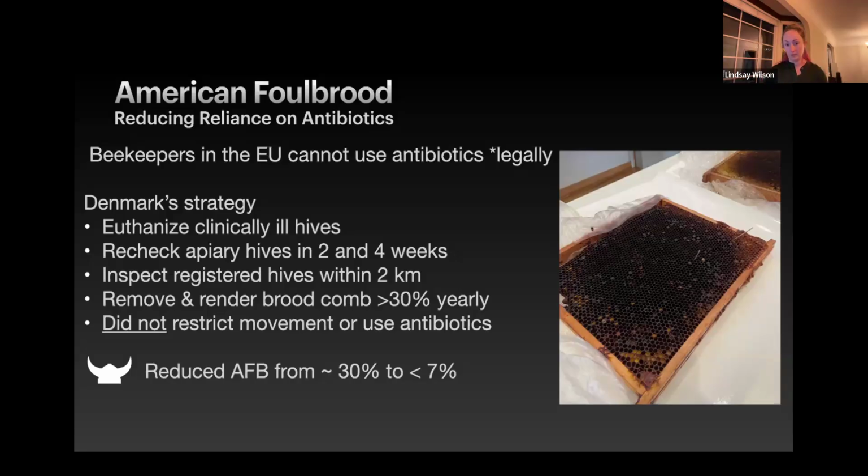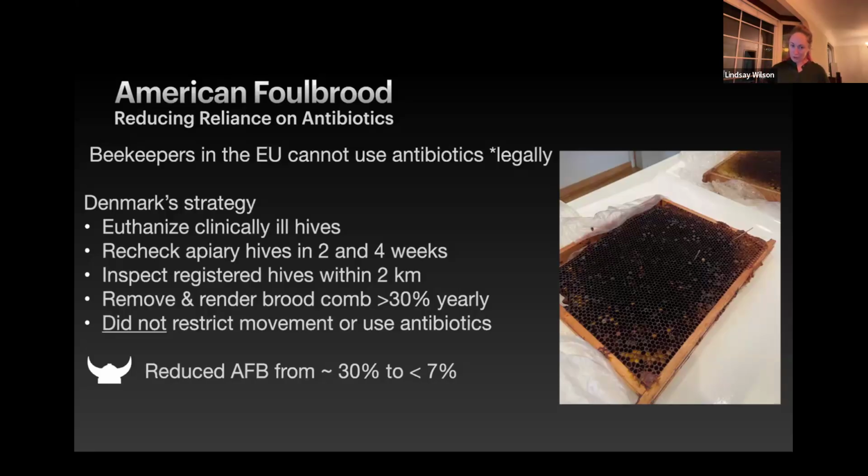This is a collaborative effort with the beekeeper and their local agricultural representative. They had somebody from the technical school go out and help them, and then also help them inspect to make sure they know the hives nearby are still healthy. They also inspected the hives that were registered within 2 kilometers of the sick hive, and that's because that's our highest risk area, within 1 mile or 2 kilometers.